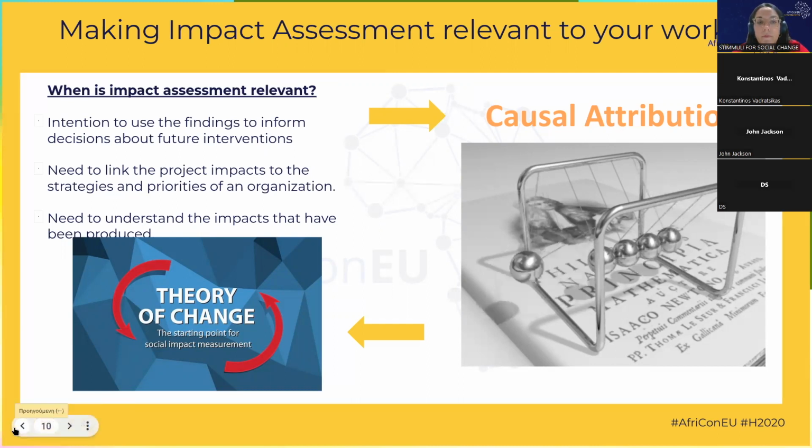And this is a requirement for calling an evaluation an impact assessment, as you need to be able to conclude that it was what you did that made the difference. And in order to do that, you need to have a theory of what you want to achieve and how it is going to happen. This is where the theory of change comes into play. And Stav will explain to us all that we need to know about it.